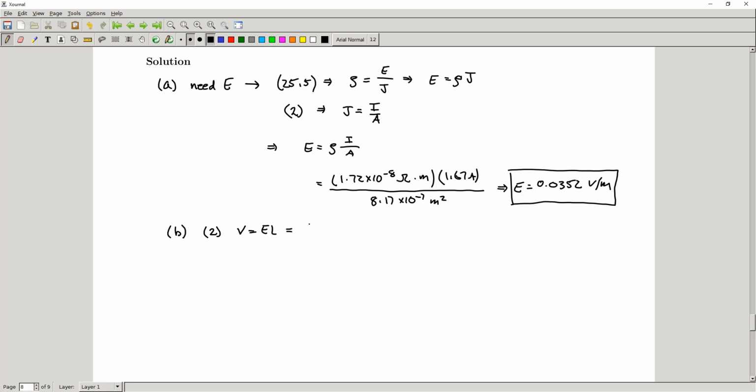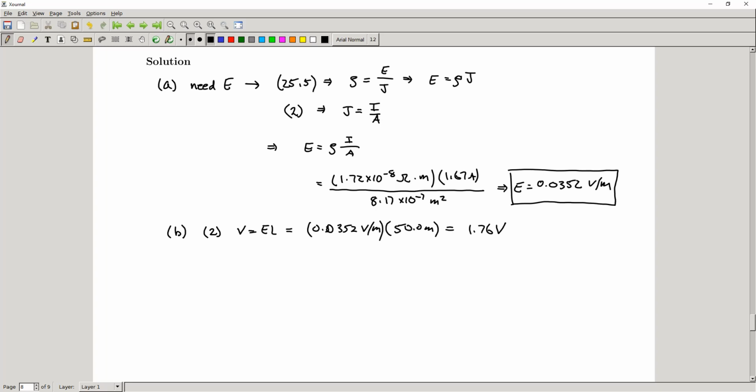Now it's just a simple matter of substituting in numbers. We just calculated E, so I can put in E, 0.0352 volts per meter, and our length of the wire is just 50 meters. If you do that calculation, you're going to find 1.76 volts. So that's the potential difference between 2 points 50 meters apart on this wire.